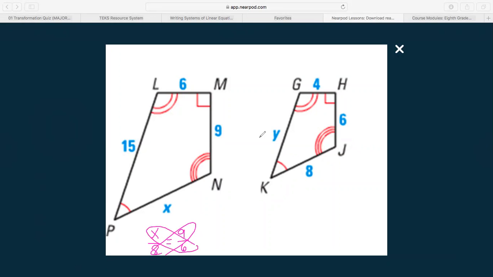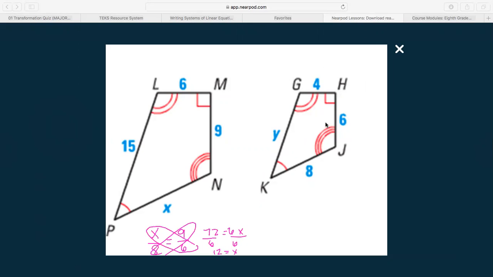Awesome. So she did the big over small. So X over 8 equals 9 over 6. So 9 times 8, 72. 6 times X is 6X. Divide both sides by 6 and get X equals 12. Awesome. All right. Someone else give me their proportion.